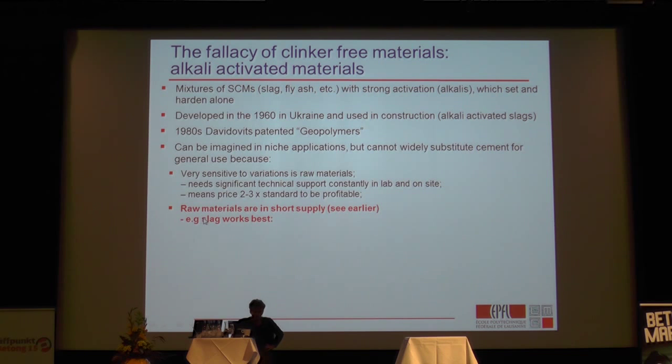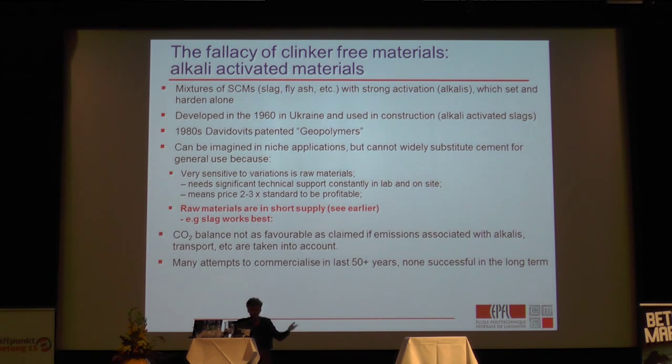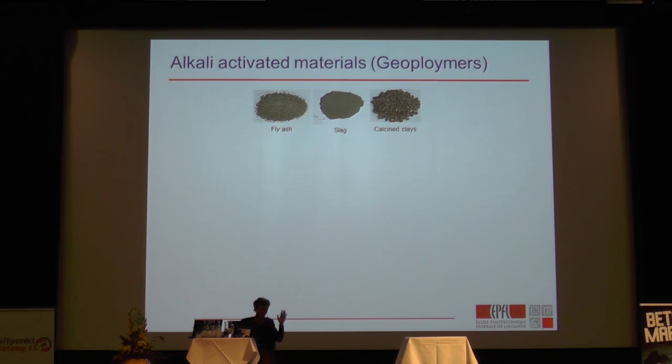But more importantly, we've just seen that these raw materials we're using to make these are in short supply and are already fully used in concrete. Now, the CO2 balance is questionable. Nobody's managed to make them work in the last 50 years. Handling strong alkalis on site, durability issues, these are all other issues. But basically we come down to this choice. You have a source of slag or fly ash, for example. What are you going to do?